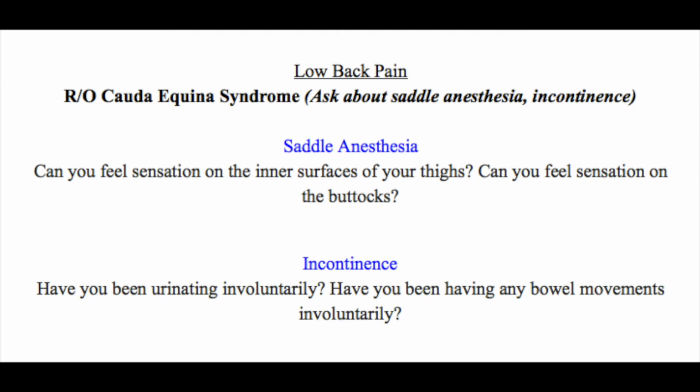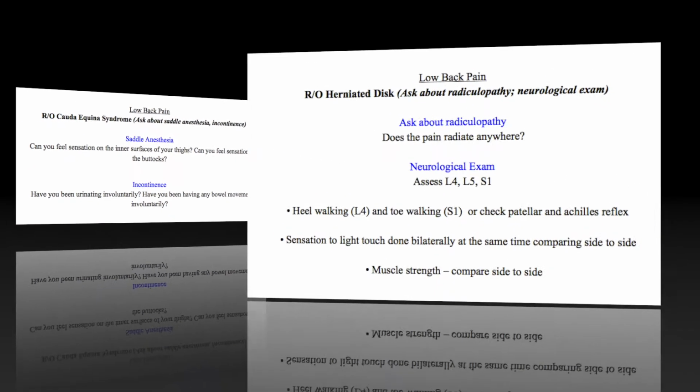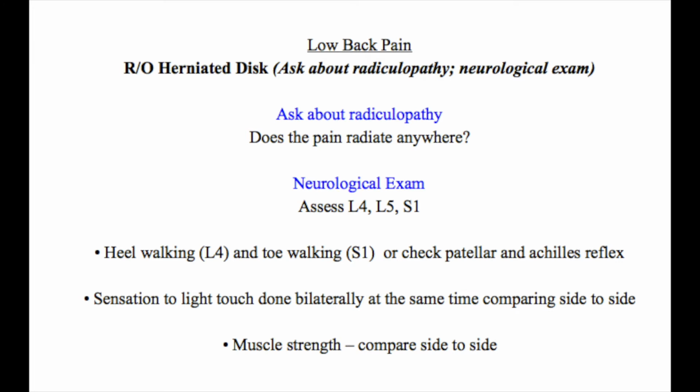You need to evaluate for any incontinence. Ask the patient, have you been urinating involuntarily? Have you been having any bowel movements involuntarily? Also with low back pain, you need to rule out herniated discs.